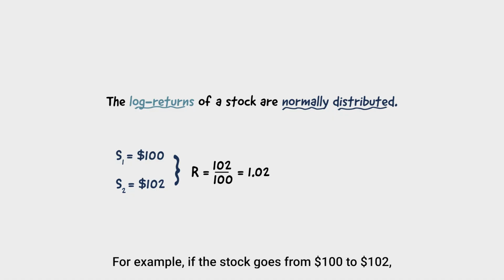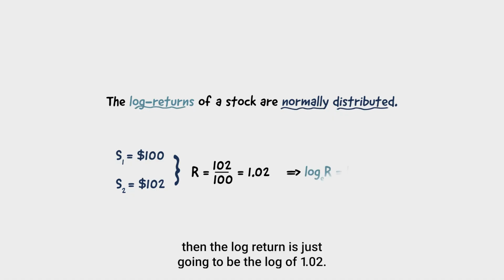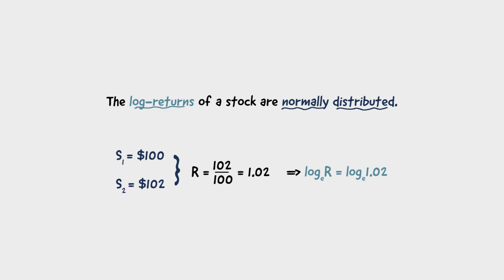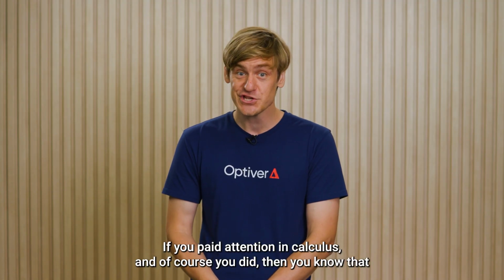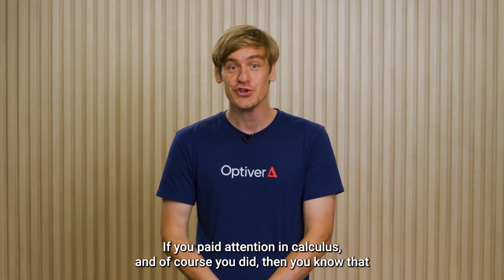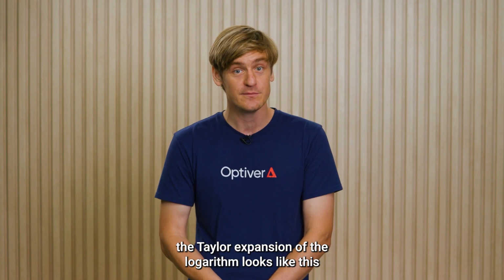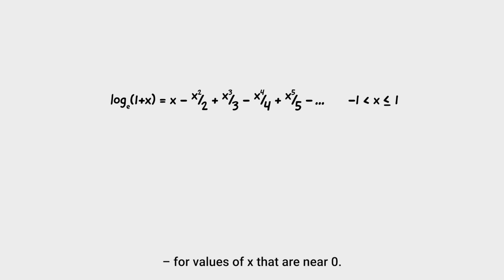For example, if the stock goes from 100 to 102, then the log return is just going to be the log of 1.02. If you paid attention in calculus, and of course you did, then you know that the Taylor expansion of the logarithm looks like this, for values of x that are near 0.